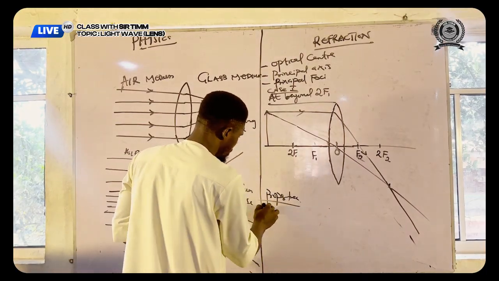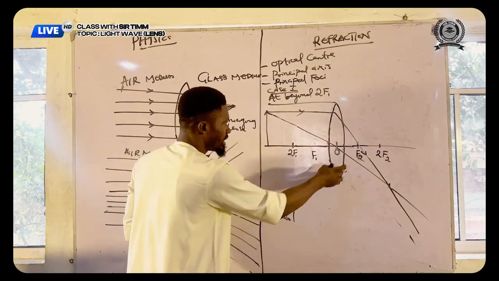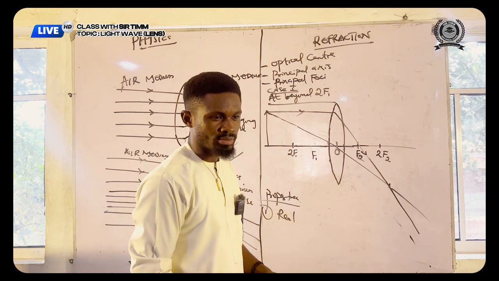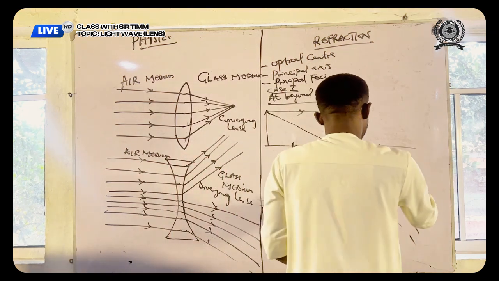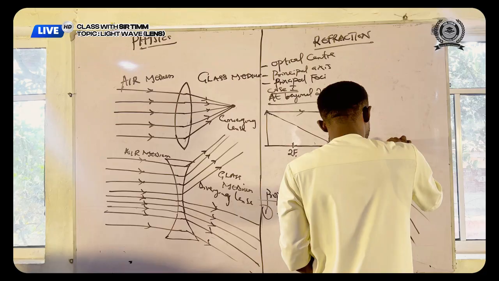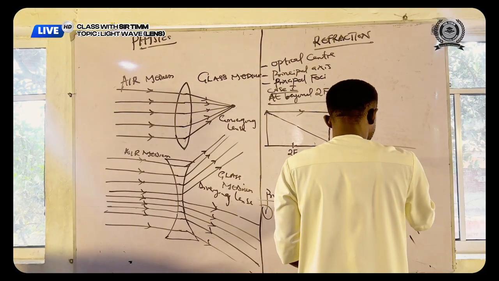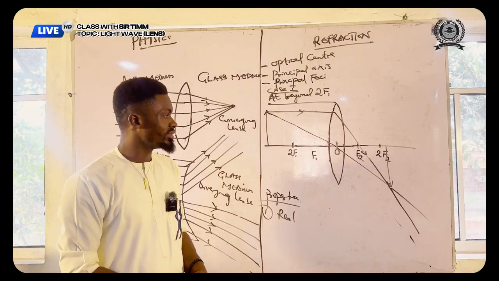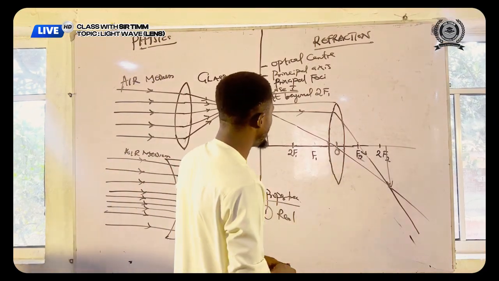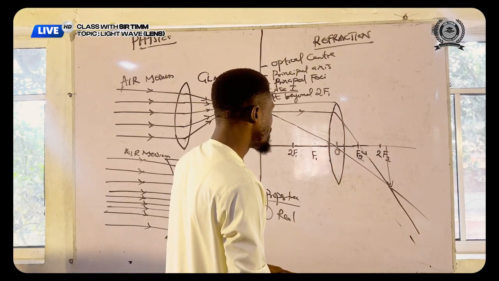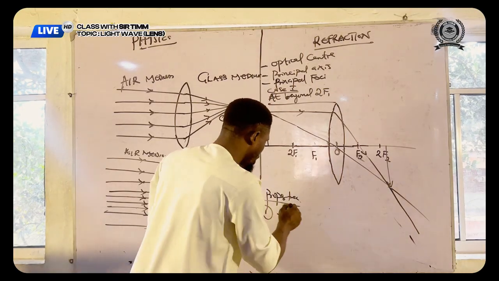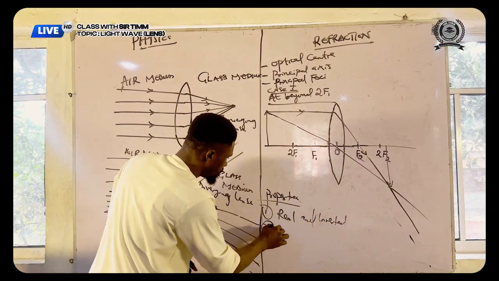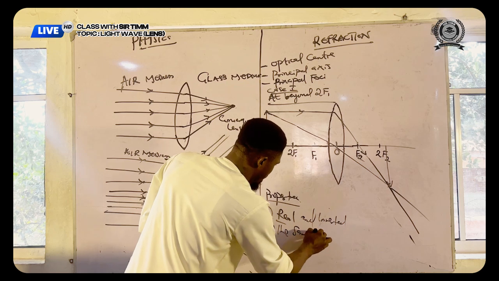Properties. Number one, the image is real because the light actually cuts across the image. If it's real, then I'm going to have your head coming down here and your leg being up there. Am I communicating? So what do you have on the board? From what I'm seeing, the same size. So real and what? Inverted. Then number two, the same size.